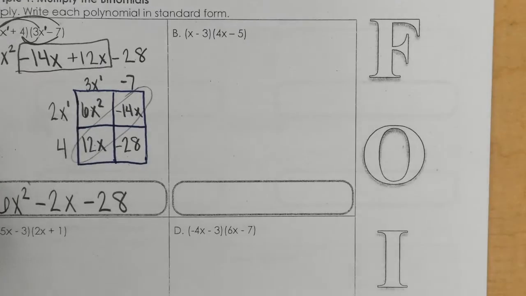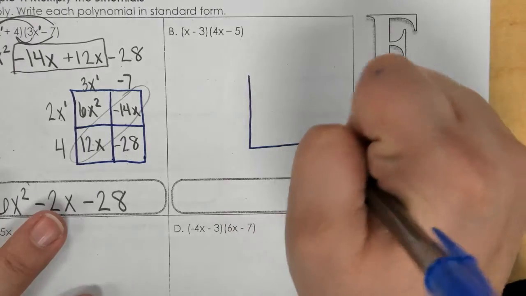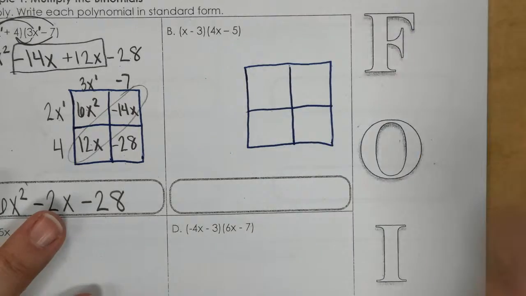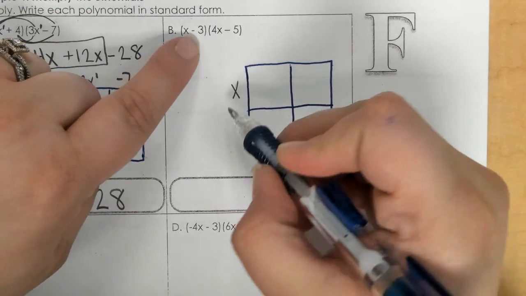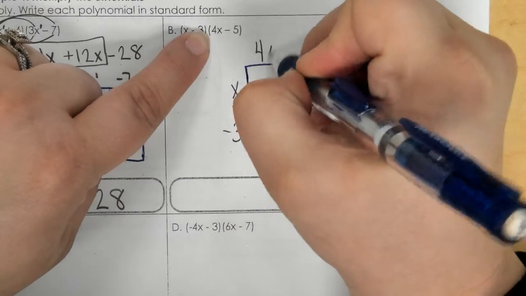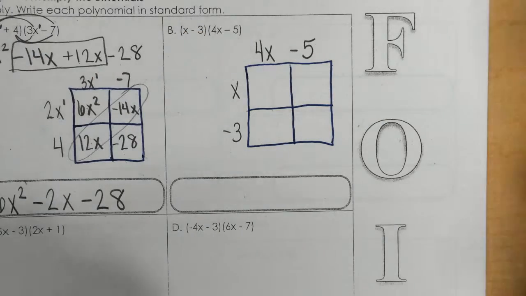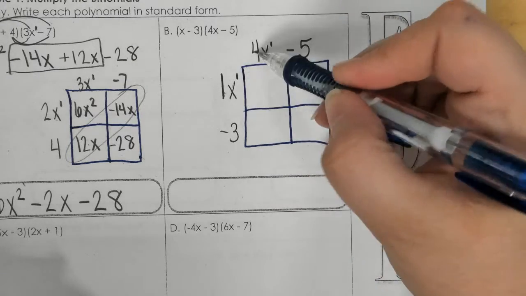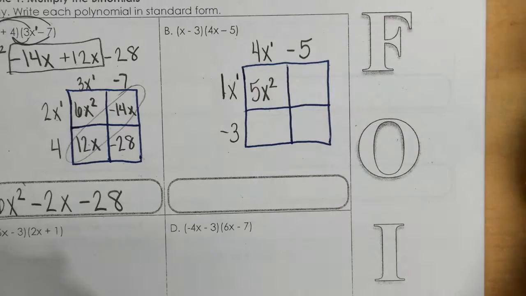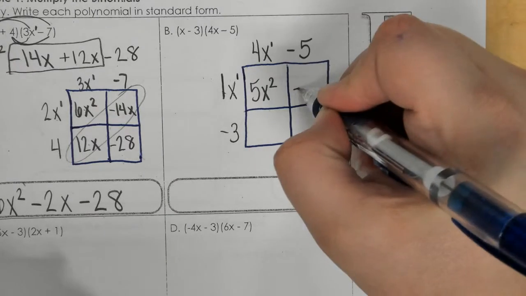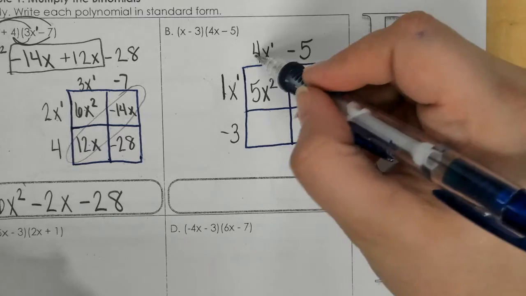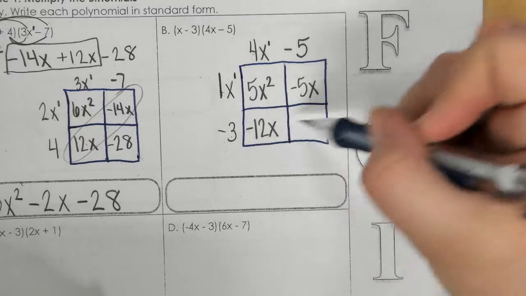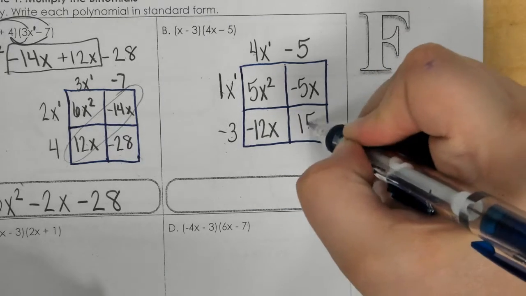Okay? So part B, I'm going to go ahead and draw the square. So on this side, I would have x and a negative 3, and on the top I'd have a 4x and a negative 5. So again, this is like having a little 1 there, and there's also a 1 there. So 1x times 4x is 5x squared. 1x times negative 5 is negative 5x. 4x times negative 3, negative 12x. And negative 3 times negative 5 is 15.